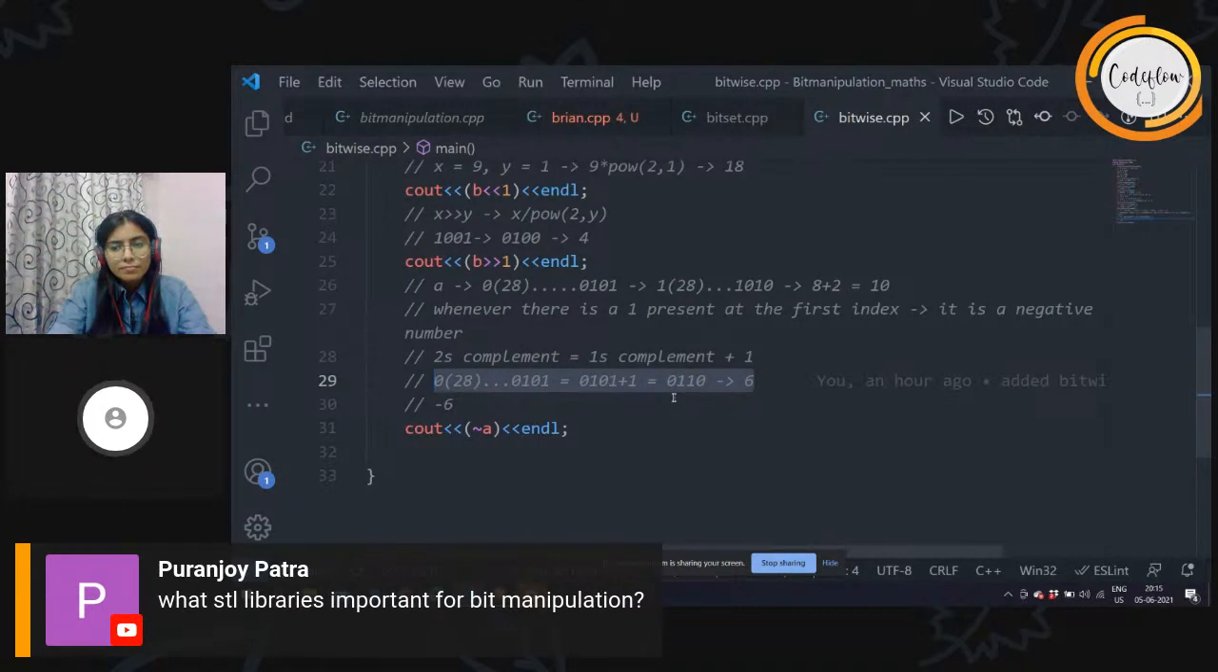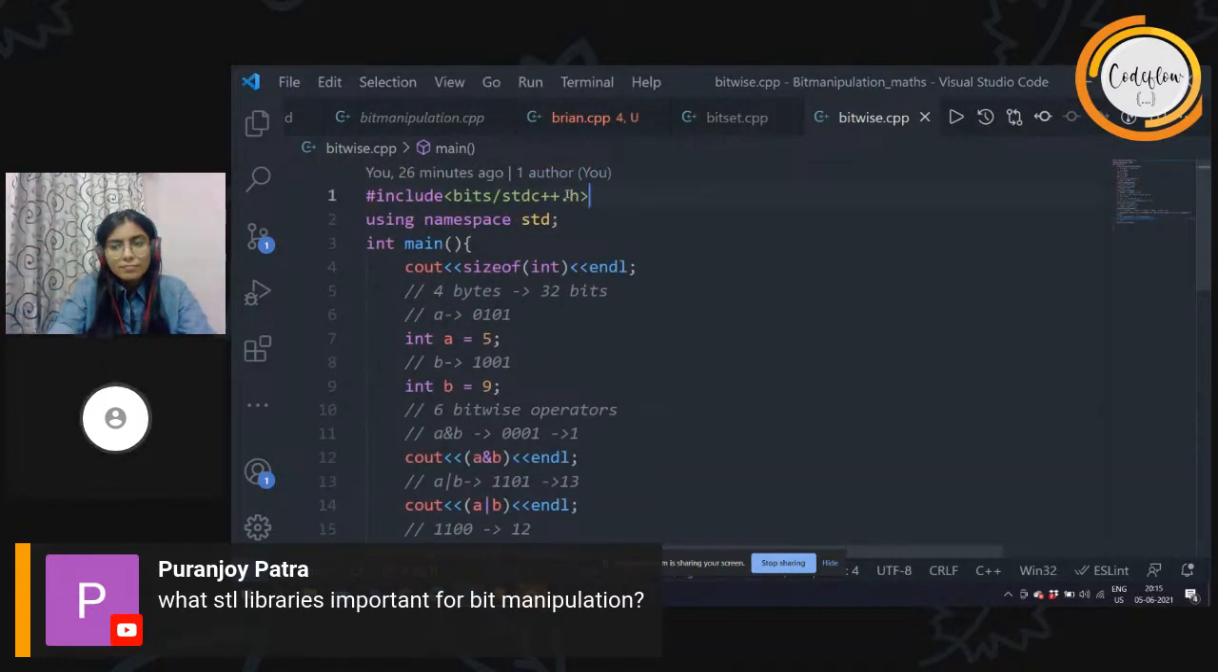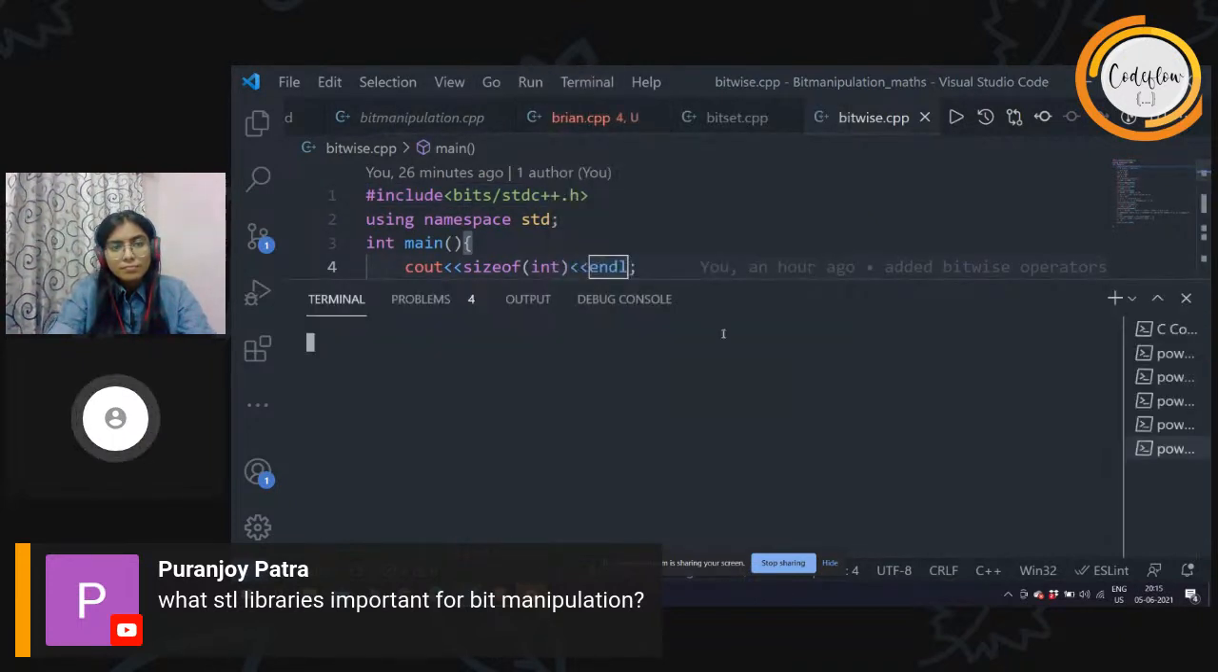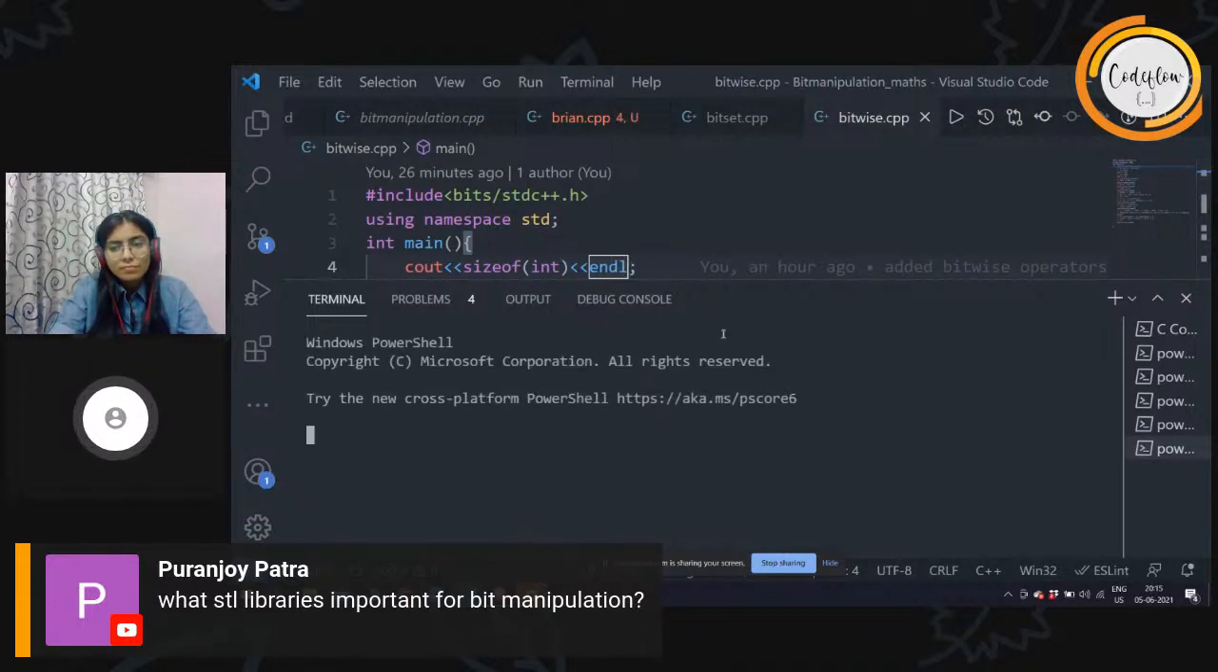What STL library is? Dude, you can just write this thing at the top of your code and you don't need to include any library. Where can I get your code? You can just go to GitHub. The link has been shared in the chat itself. You can go fork that repo. Okay.